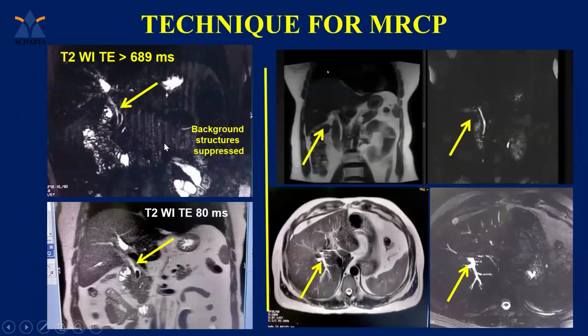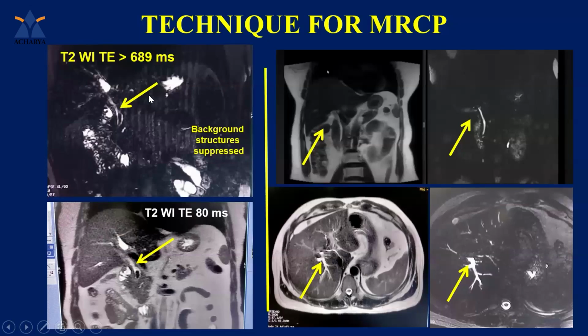For example, you can see here the TE value is around 700 milliseconds. The background structures are suppressed, but when the TE value is 80 milliseconds, we can see the other organs also. But our technique is MRCP only, so we want to see the biliary system and pancreatic system. We suppress background structures and want to see only the fluid area of the biliary system.